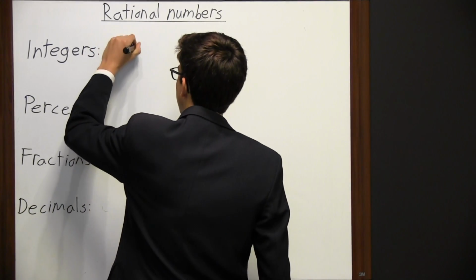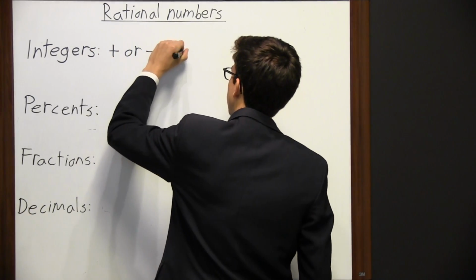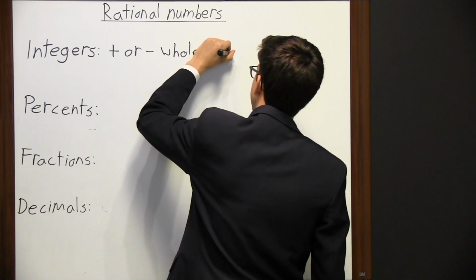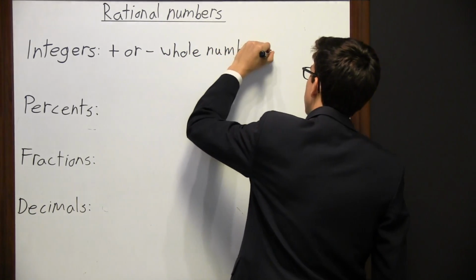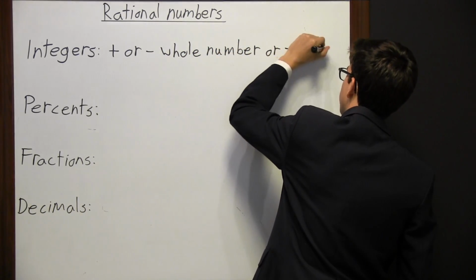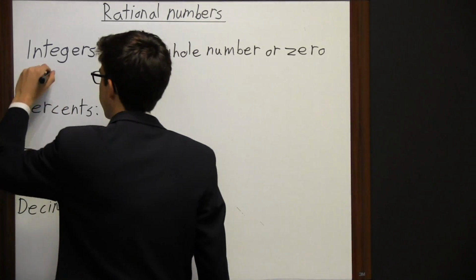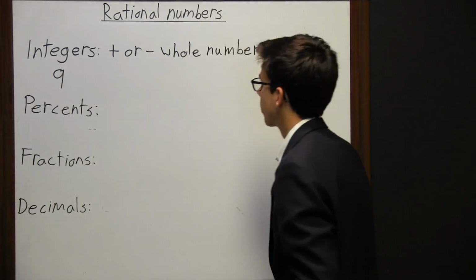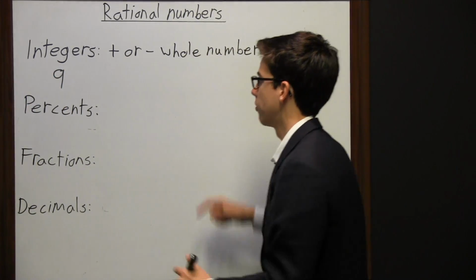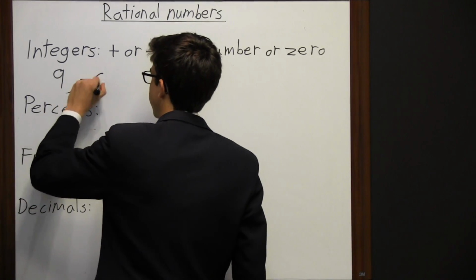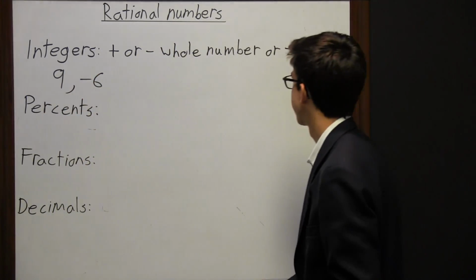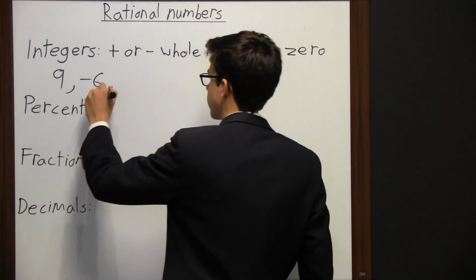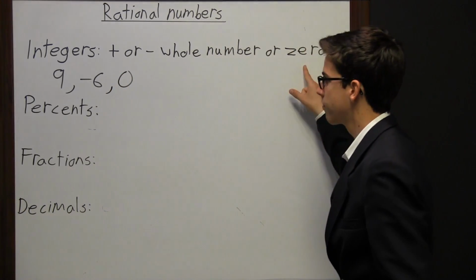An integer is a positive or negative whole number or 0. So 9 would be a whole number. It would be an integer because it's a positive whole number. Negative 6 is an integer because it's a negative whole number. Then of course 0 is an integer because we said it was.